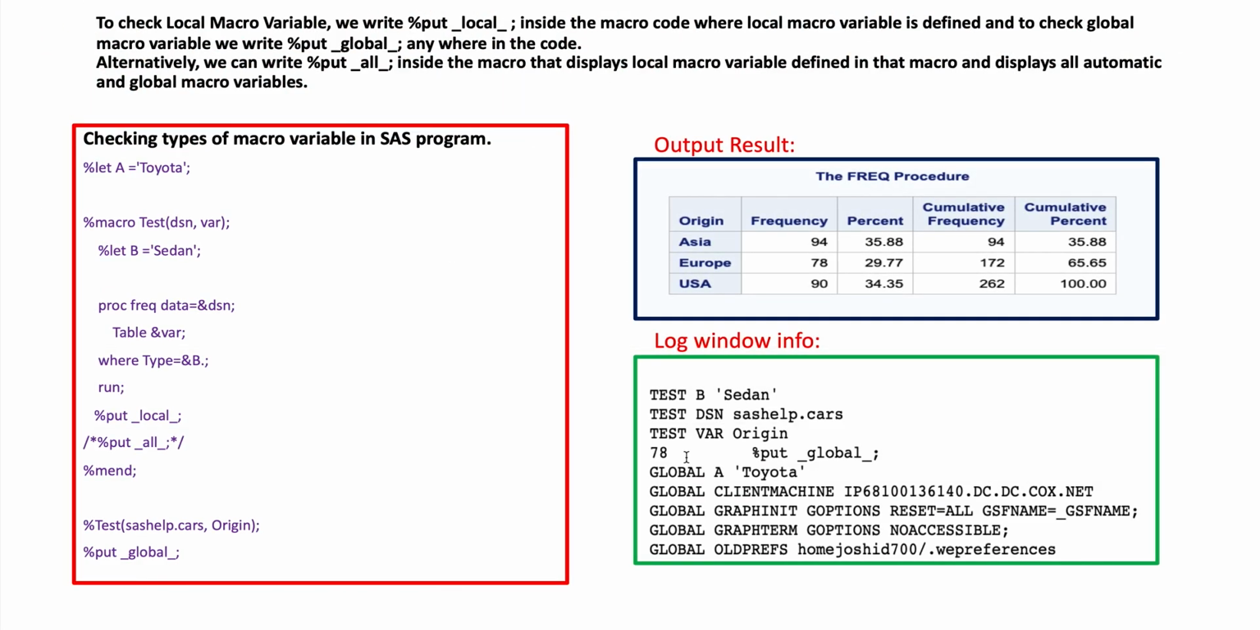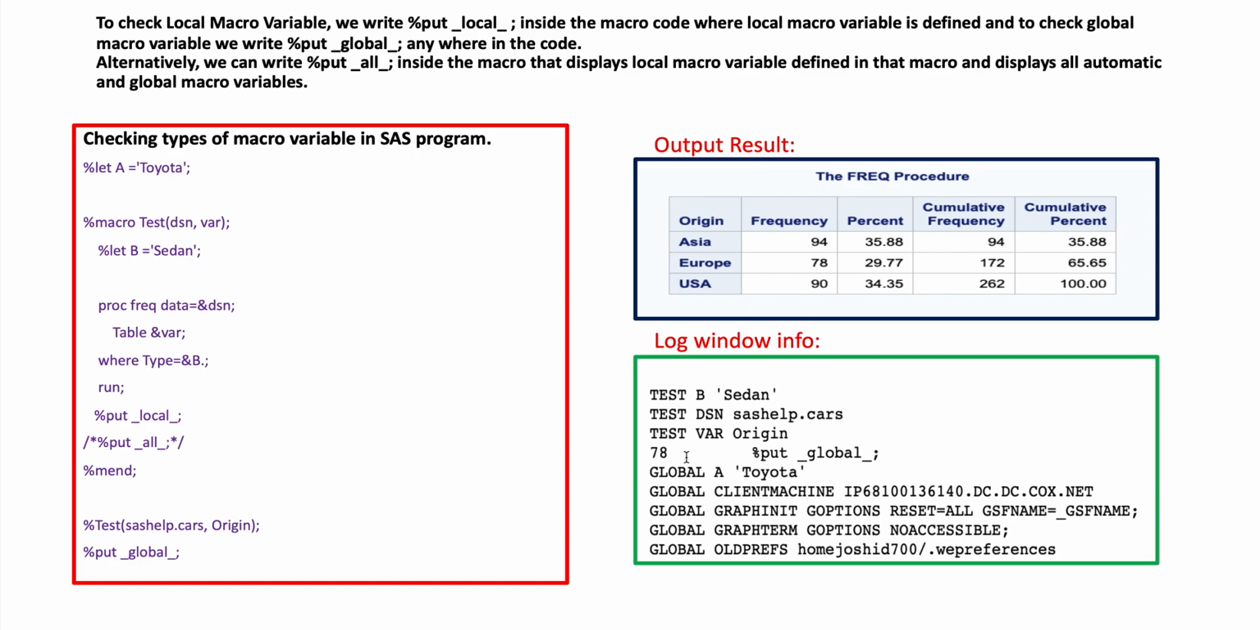To check local macro variables, we write %put _local_; inside the macro code where the local macro variable is defined. And to check global macro variables, we write %put _global_; anywhere in the code. Anywhere in the code means we can write it inside the macro as well as outside the macro, throughout the program.